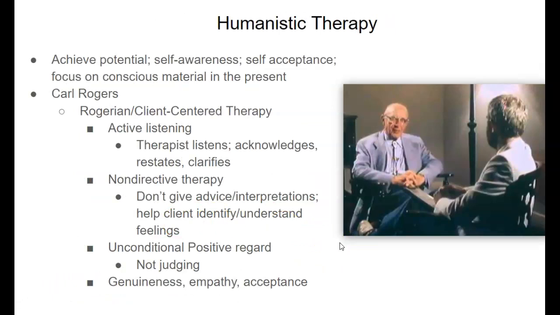Humanistic therapy is trying to help a person achieve self-acceptance, self-awareness, and reach their full potential, but it's not focused so much on unconscious material. It's focused on the now. It's focused on what one is feeling and experiencing now in life. Carl Rogers, who was a part of this movement, actually pioneered therapy approaches and even research in therapy. He developed his own method, which is called Rogerian or client-centered therapy.